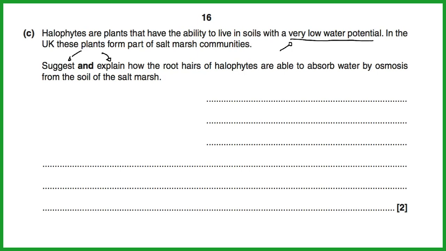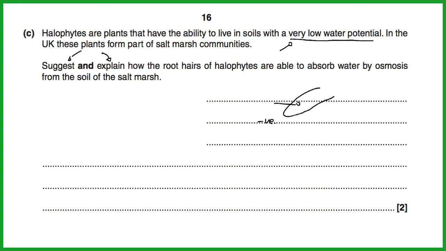So how could the halophyte root hair absorb water from a very negative soil water? Well, the way they can do that is by making the cytoplasm of their cells a more negative water potential.